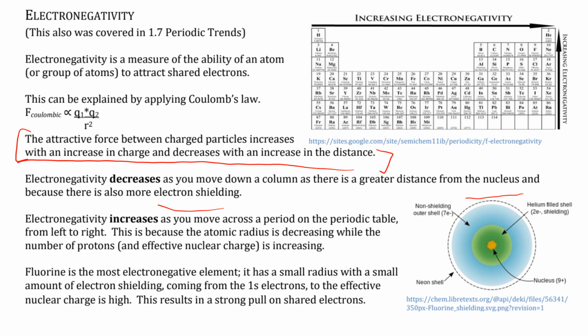Fluorine is the most electronegative element. We've talked about that before. It has a small radius with a small amount of electron shielding coming from the 1s electrons, so therefore the effective nuclear charge is high. This results in a strong pull on shared electrons.